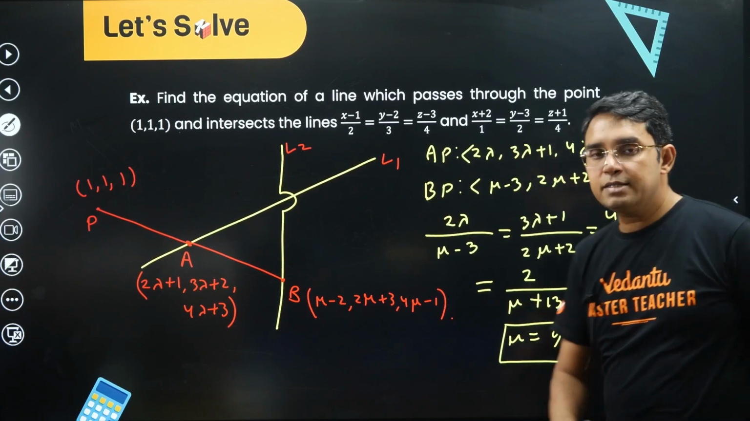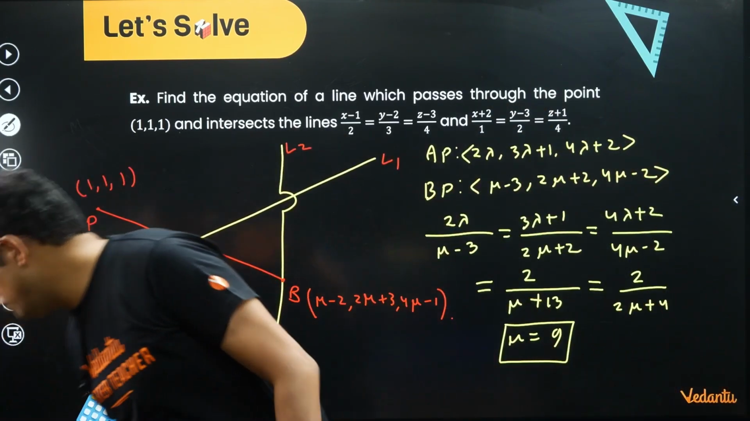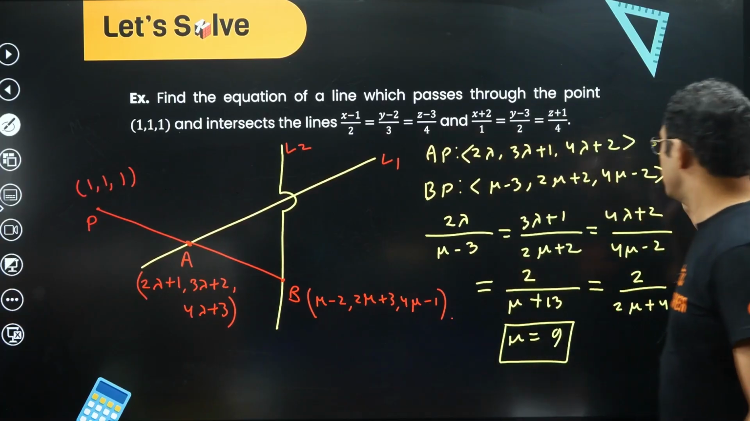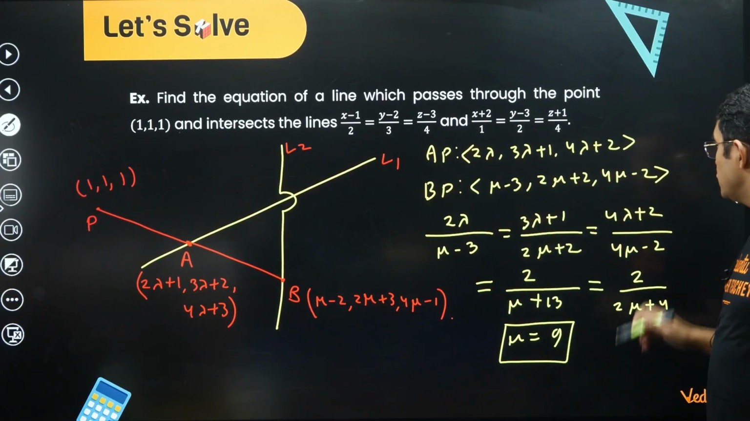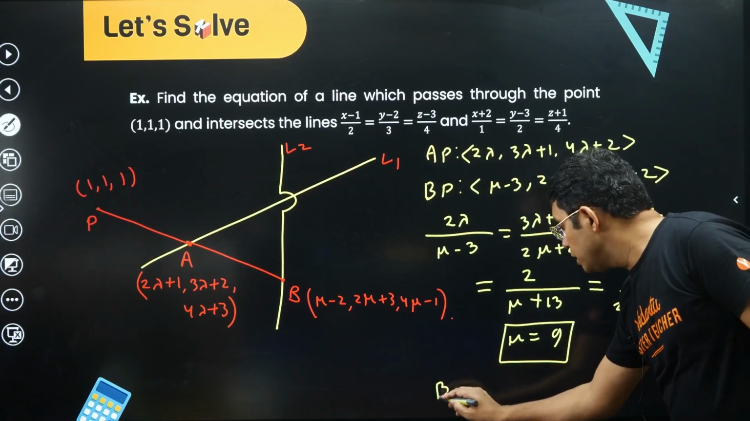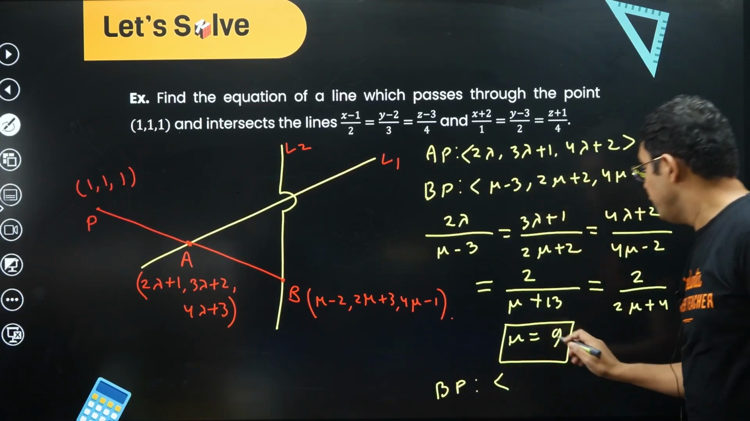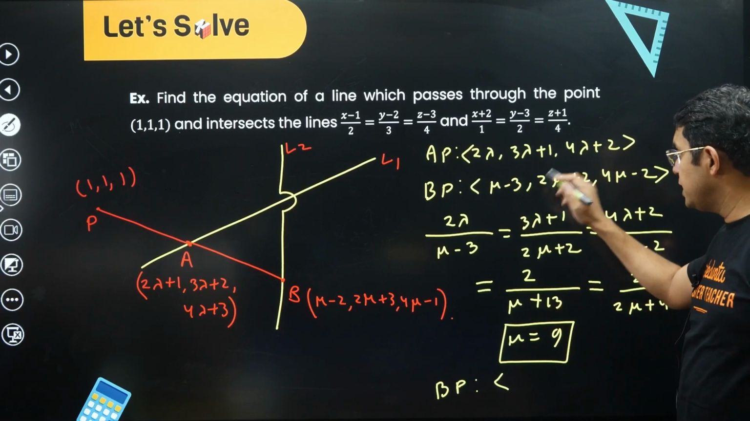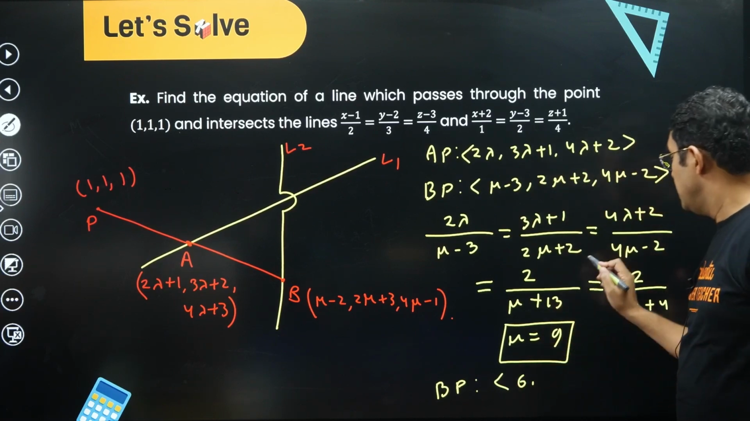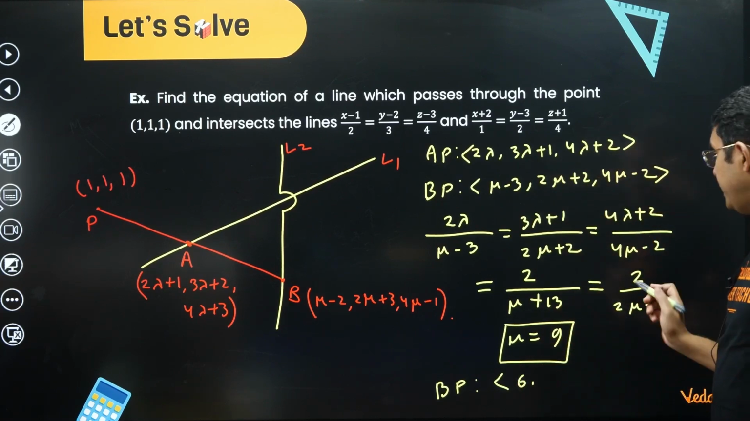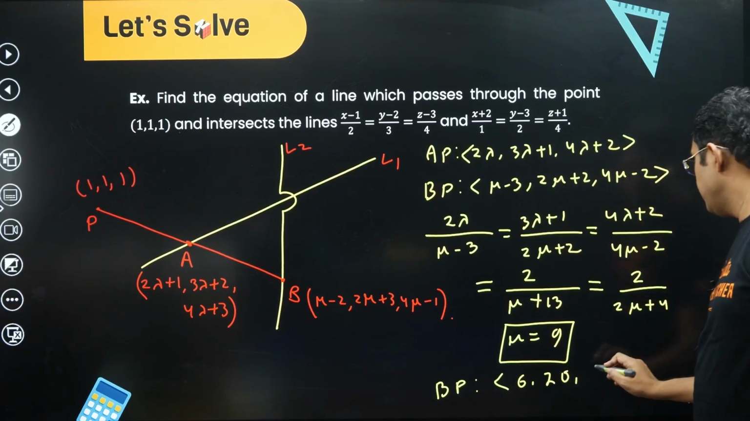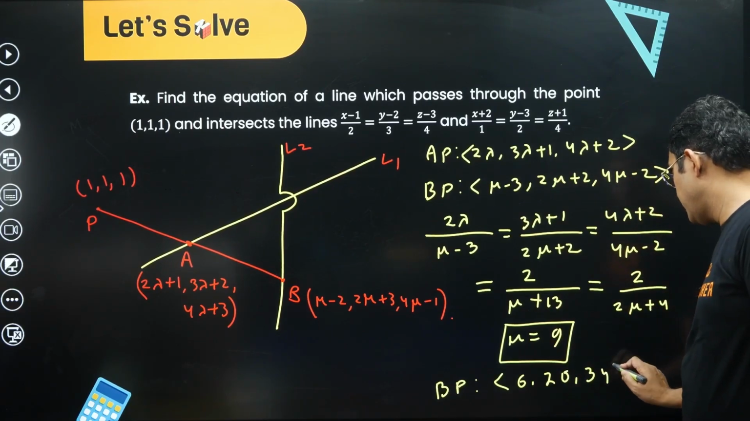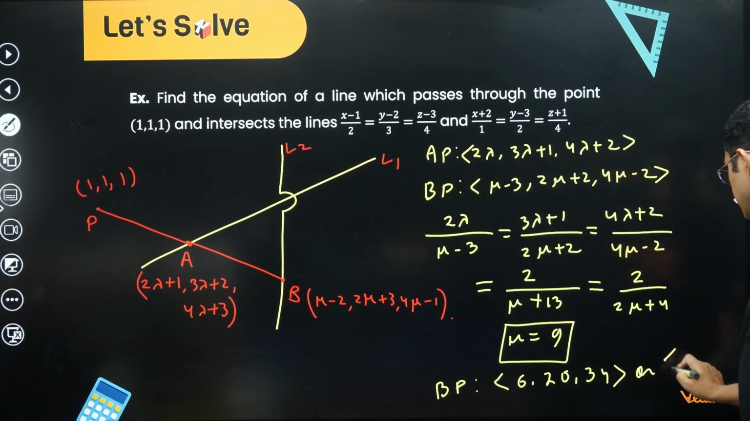I think that much is sufficient to solve this question, because if I know mu, I think we can find the direction ratio of this line using BP also. Okay, so the direction ratio of this BP will be, if you put lambda mu as 9, so 9 minus 3 is 6, and 9 into 2 is 18 plus 2 is 20, and 9 into 4 is 36 minus 2 is 34, I think. Yeah, or you can write this as, after simplification, 3, 10 and 17.